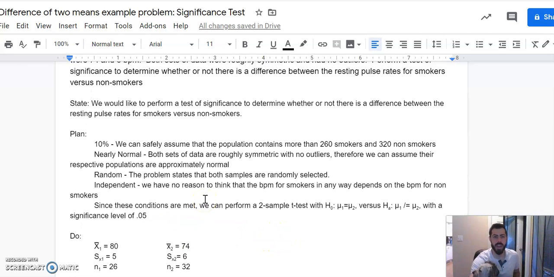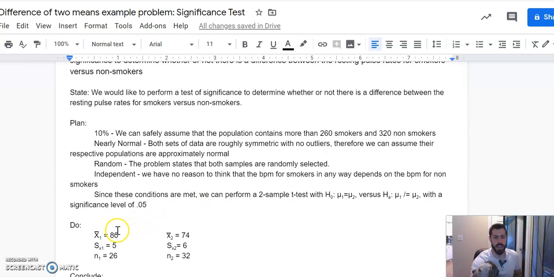I mean, it's the same information we had before. We have the 80 smokers versus the 74 non-smokers. The sample standard deviations were 5 and 6 respectively, and the sample sizes were 26 and 32 respectively. One more piece of information that we're going to add on here is that we have an alpha that is equal to 0.05 because we are interested in that. And also, we need to remember what our hypotheses were. We stated it just above.